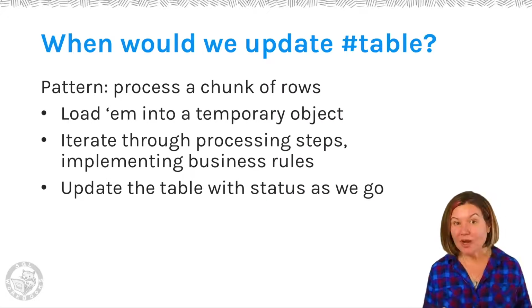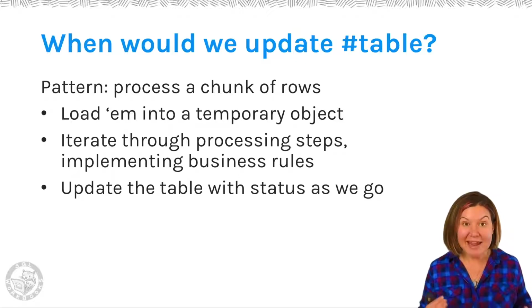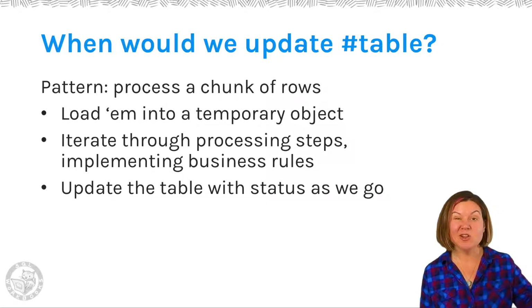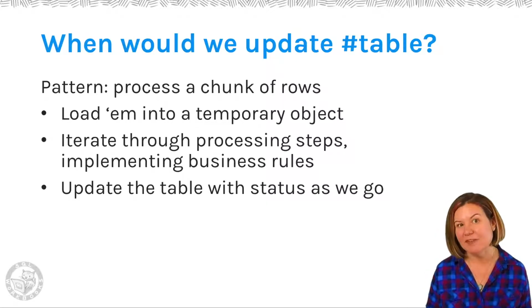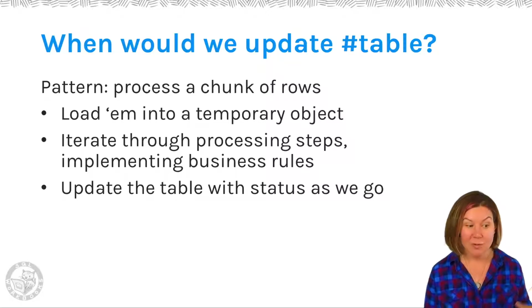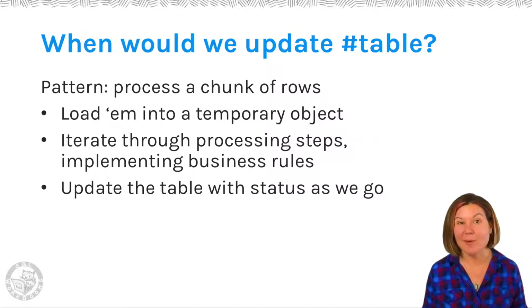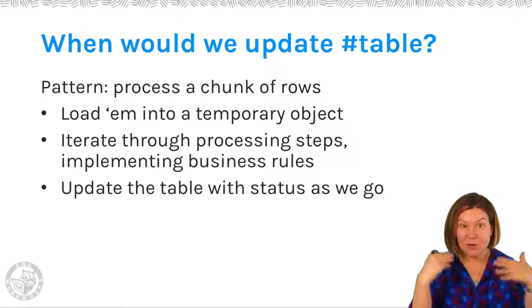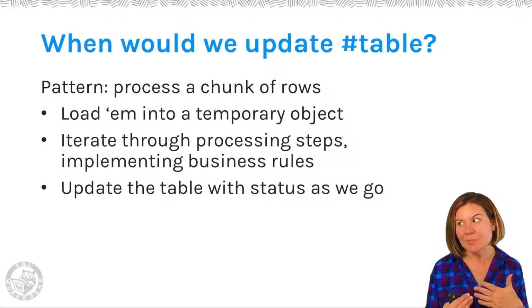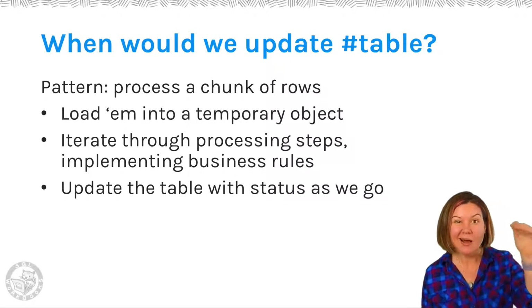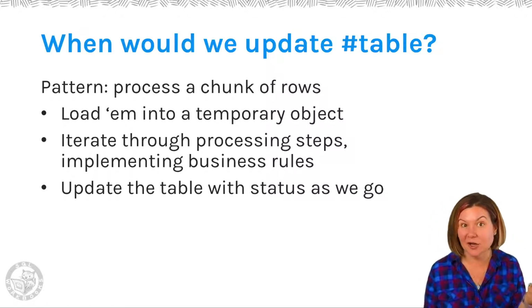There's batch processing of different varieties that may use this pattern. Maybe there's a large amount of rows that we need to apply a set of business rules to. We want to take the rows that we need to do work on, throw them in a temporary object, because we don't want to store this information permanently, and then iterate through, and as we apply different business rules, we update the rows in the table as to their current status.